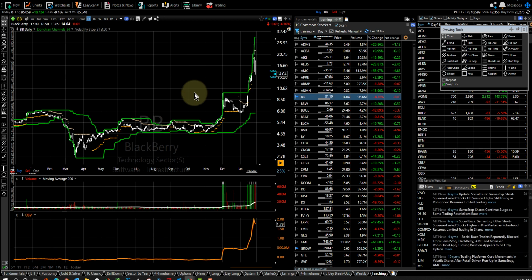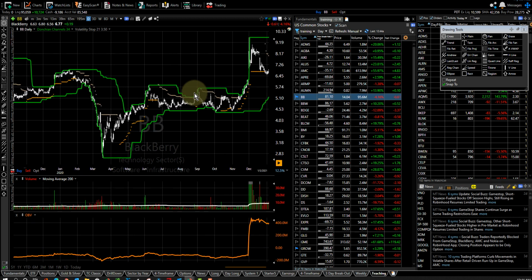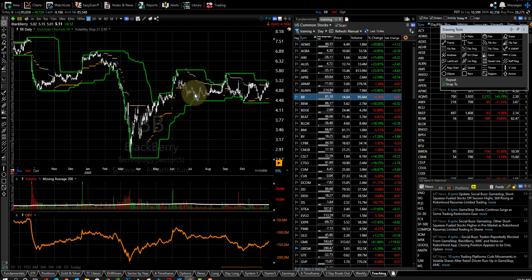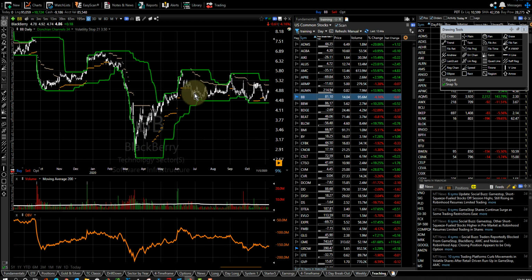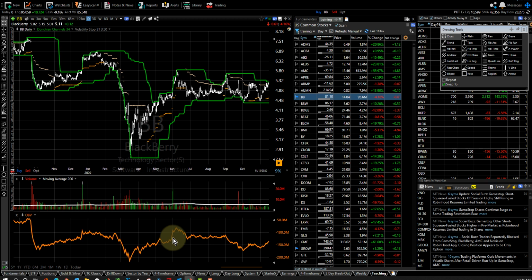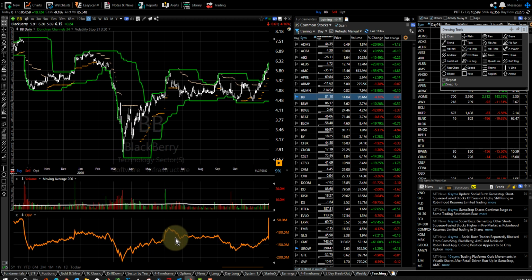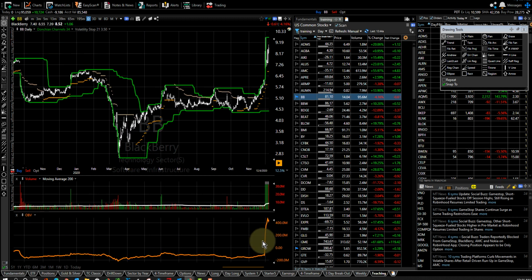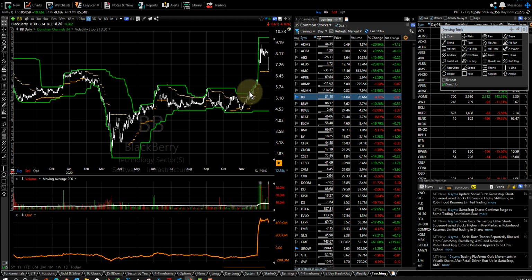BlackBerry. Here's your channel on BlackBerry, but OBV's falling, so this is probably not a stock I would be interested in. Then your OBV has a huge spike in volume. Then you go into a consolidation period.